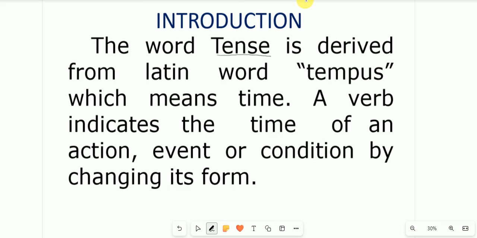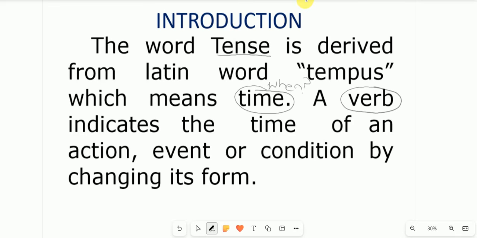The definition says the word tense is derived from a Latin word, tempus, which means what? Time. So it means that we are studying nothing but time. A tense will answer the when part, and we rely on a verb to know the tense. The verb will indicate the tense and the time. Remember, you must also know your parts of speech. If you are not sure about your parts of speech, I would advise that you check my two previous videos where I unpacked the parts of speech.